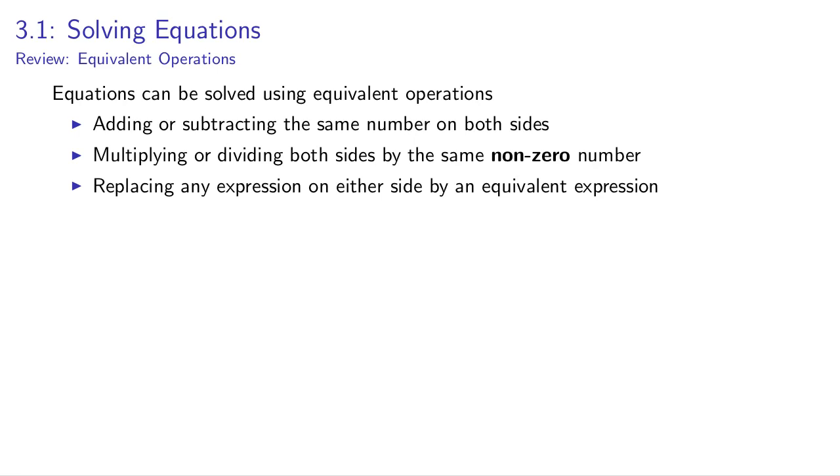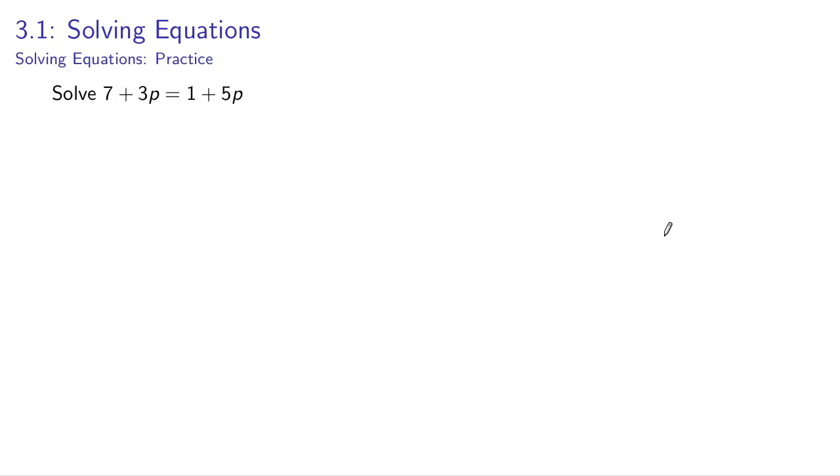The equivalent operations that we can use to help us solve equations we covered in Chapter 1, Section 4. Equations can be solved using these operations. There were three main categories we talked about: adding or subtracting the same number on both sides of an equation, multiplying or dividing both sides by the same non-zero number, and replacing any expression on either side of the equation by an equivalent expression. Let's do some practice.